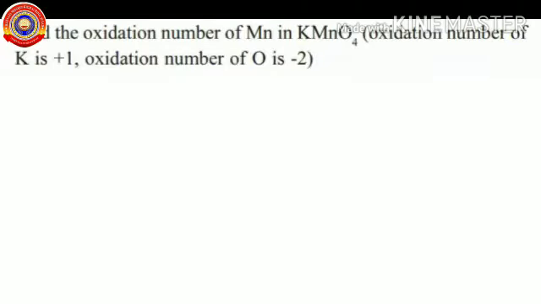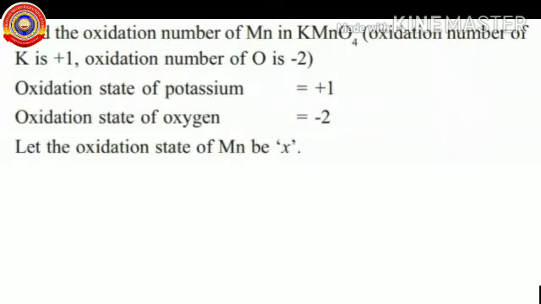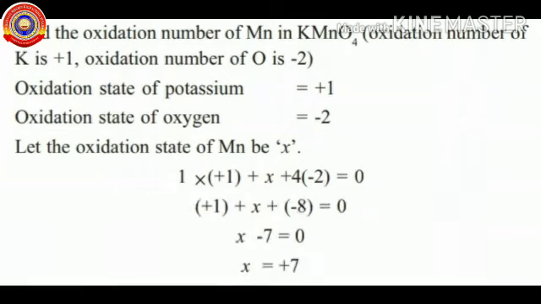Now find the oxidation number of Mn in KMnO4, potassium permanganate, given the oxidation numbers of potassium and oxygen. As the first step, you have to write the oxidation numbers of K and O. Then write the oxidation number of Mn as X. After equating the sum of oxidation states of all atoms in the compound to 0, solve for X. We get X is equal to +7. Hence, the oxidation number of Mn in KMnO4 is equal to +7.